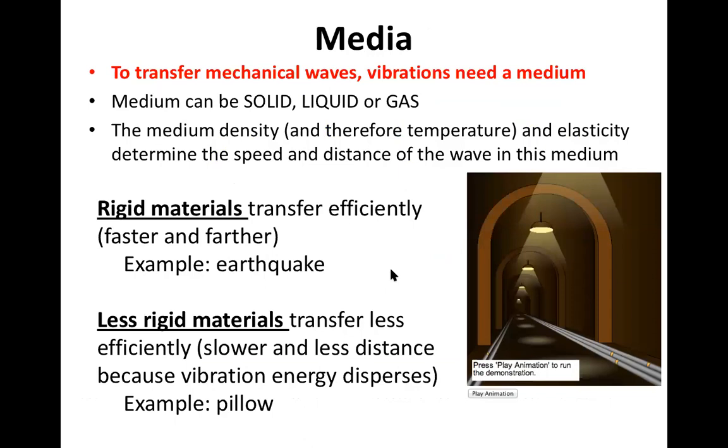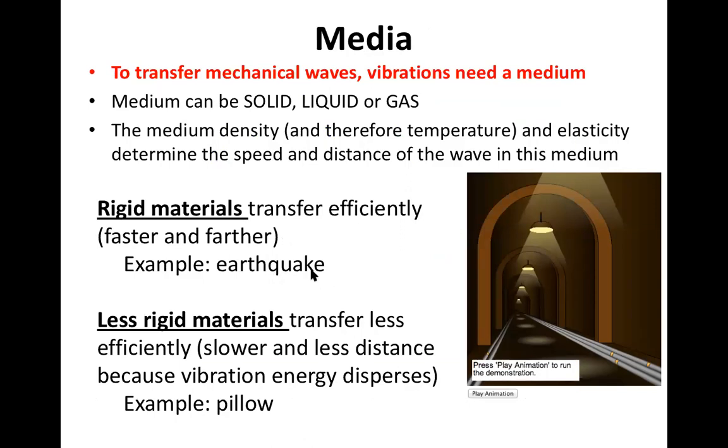To transfer mechanical waves, vibrations need a medium. This is not true of all waves. Not all waves need a medium. Electromagnetic waves do not need a medium, but mechanical waves do require a medium. And the medium can be solid, liquid, or gas. The medium density, and therefore temperature, and elasticity determine the speed and distance of the wave in this medium. For rigid materials, waves are transferred efficiently, faster and farther.